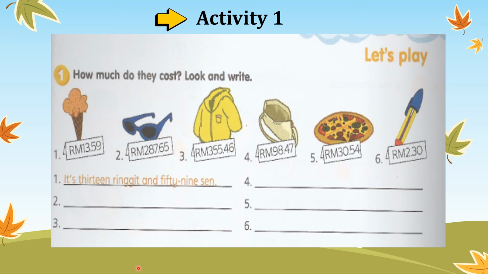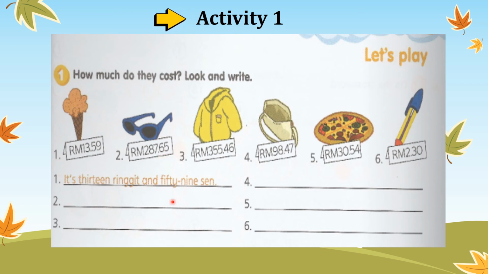Alright, now it is time for you to do your module. So this is your first activity. How much do they cost? Look and write. So you need to state the price of this thing. Okay, so number 1 has been done for you. The ice cream, 13 ringgit and 59 cents. So please write down the answer. Okay, for number 2, 287 ringgit and 65 cents.